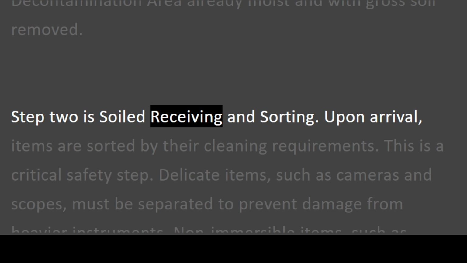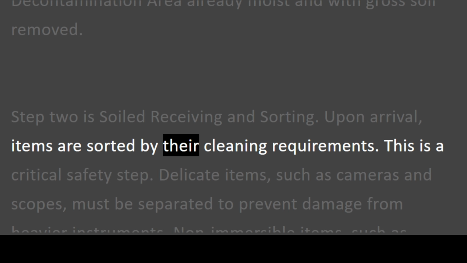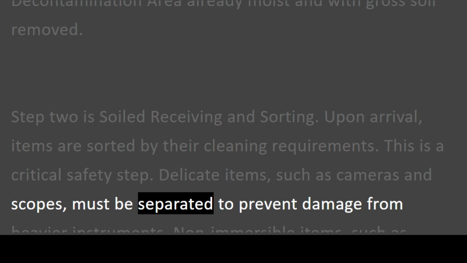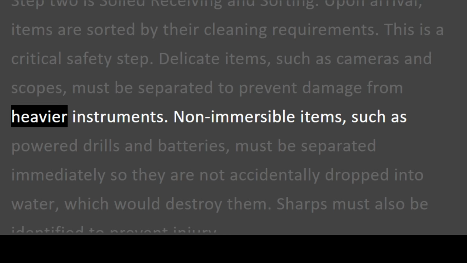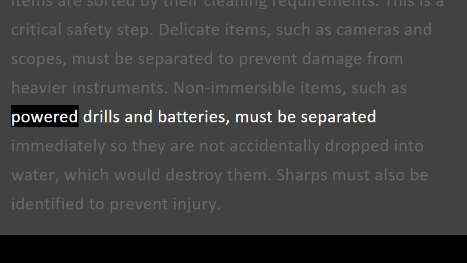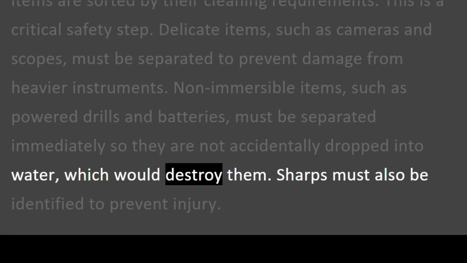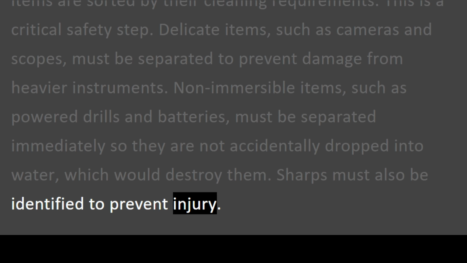Step 2 is soiled receiving and sorting. Upon arrival, items are sorted by their cleaning requirements. This is a critical safety step. Delicate items, such as cameras and scopes, must be separated to prevent damage from heavier instruments. Non-immersible items, such as powered drills and batteries, must be separated immediately so they are not accidentally dropped into water, which would destroy them. Sharps must also be identified to prevent injury.